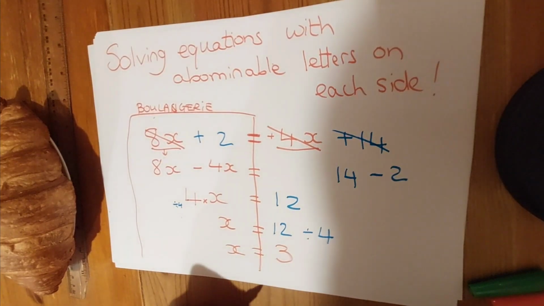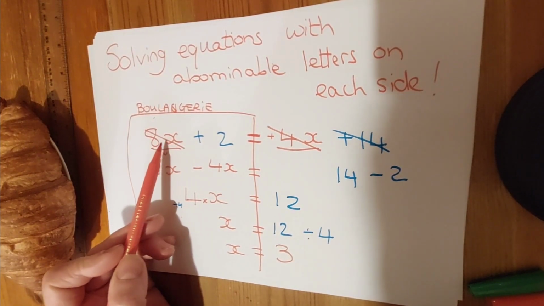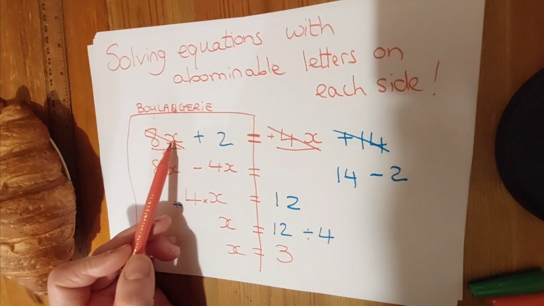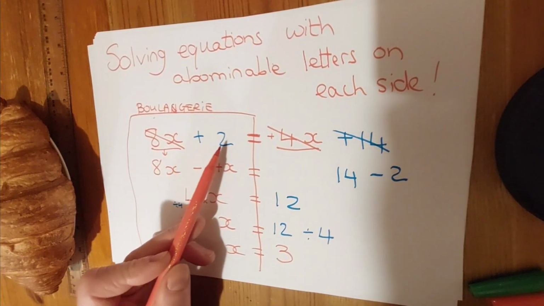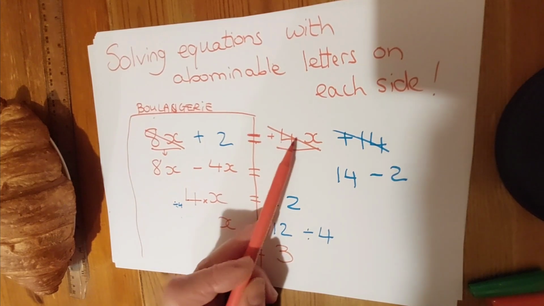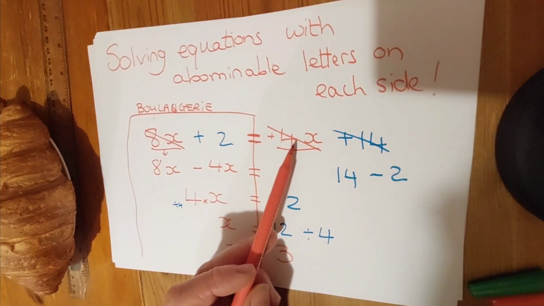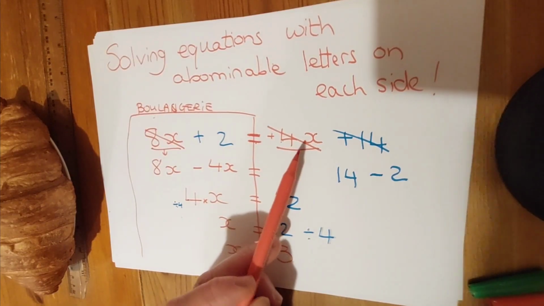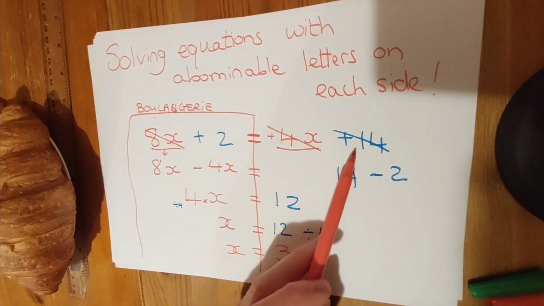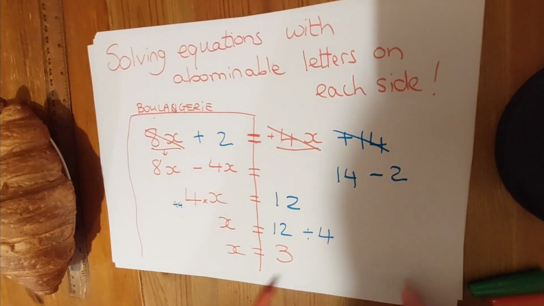And all we have to do now is test everything's working. So 8 times 3 is 24, plus 2 is 26, equals 4 times x, 4 times 3, which is, I hear you, 12, plus 14 is indeed 26. So that means it is totally correct.